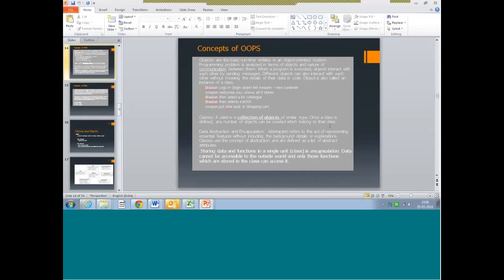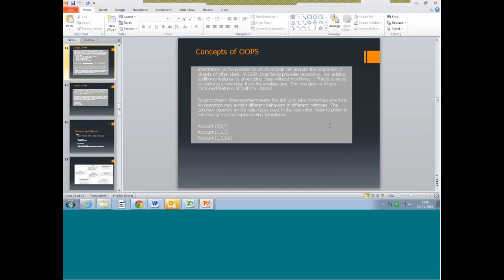The moment I purchase something, a cart is created. Data and function are together. Selection means cart creation. Selection of something means some item I purchased. I decided to select, which means the item goes into the cart and the cart is created. It's encapsulated. You are clear about what I said? Yes, sir.